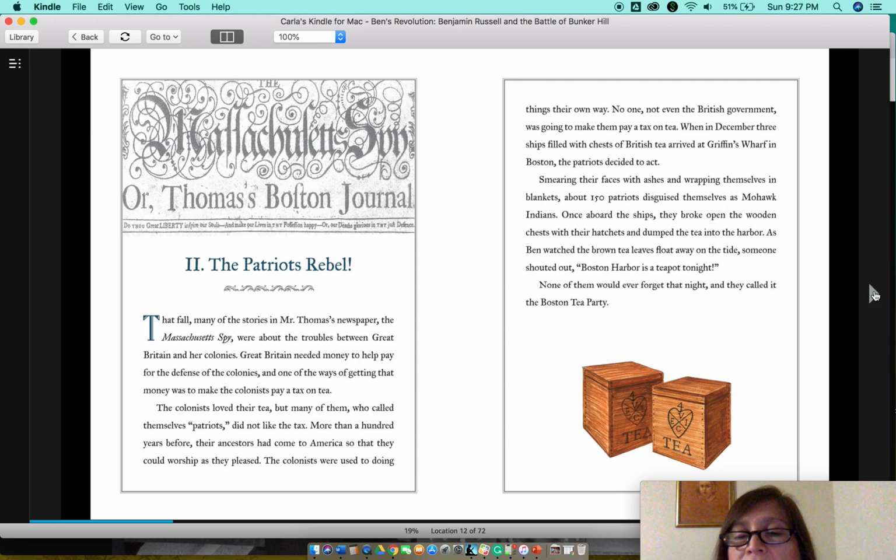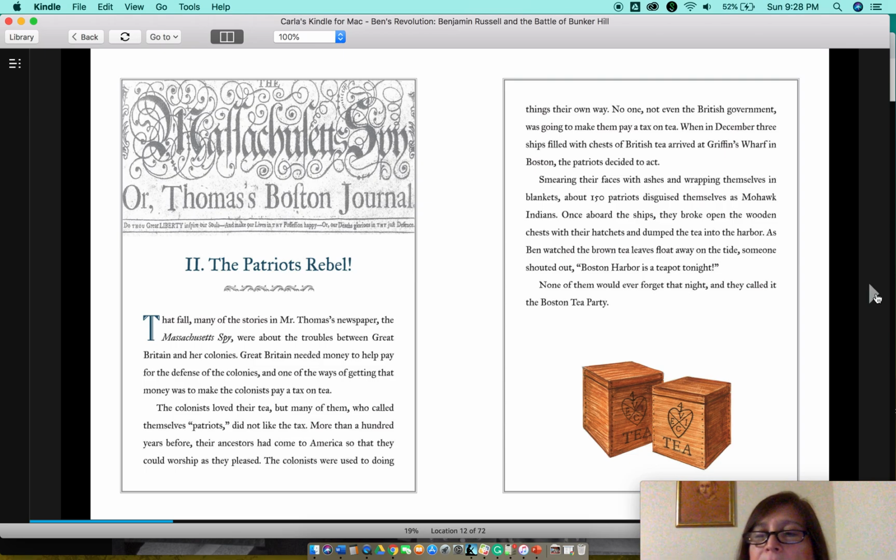Once aboard the ships, they broke open the wooden chests with their hatchets and dumped the tea into the harbor. As Ben watched the brown tea leaves float away on the tide, someone shouted out, "Boston Harbor is a teapot tonight!" None of them would ever forget that night, and they call it the Boston Tea Party.